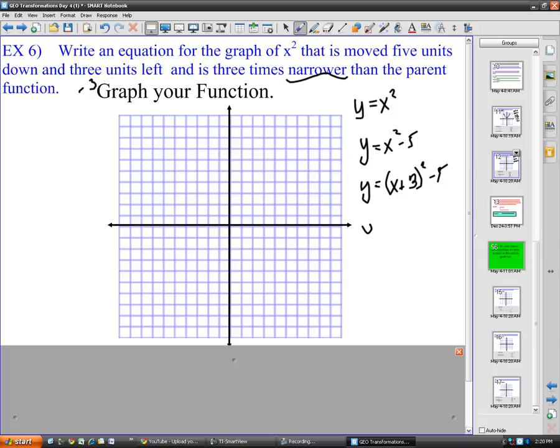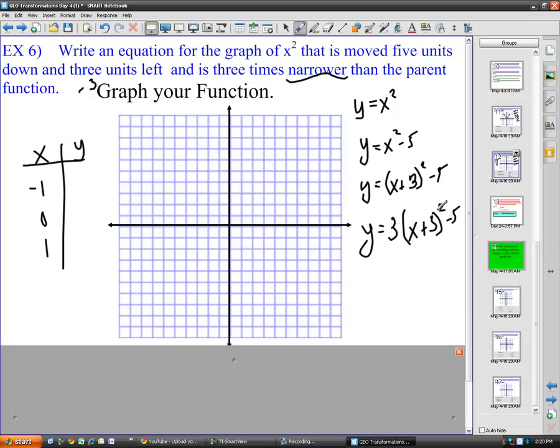And knowing all of this information, I could set up a t-table and plug in the same values I always do: -1, 0, and 1. And so -1 plus 3 is 2. That gives me 4 when I square it. 4 times 3 is 12. 12 minus 5 is 7.